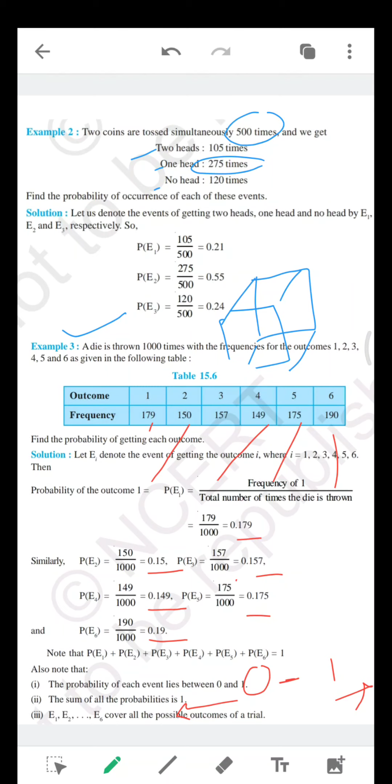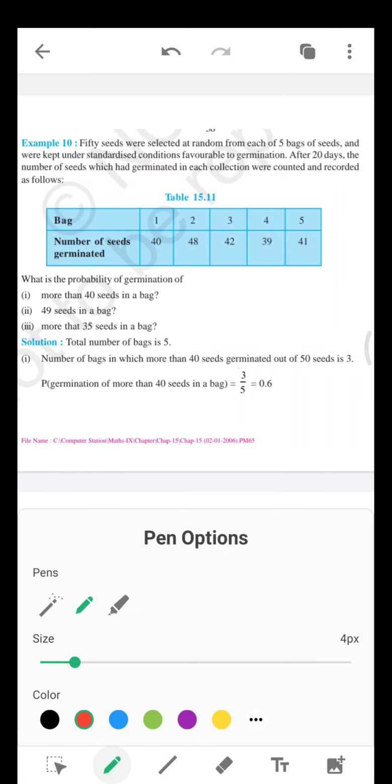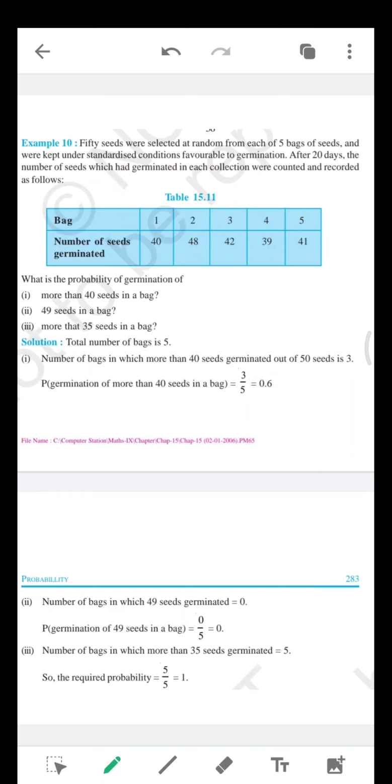So this is the way we do the examples. Now the next example. 50 seeds were selected at random from each of 5 bags of seeds and were kept under standardized conditions favorable to germination. After 20 days, the number of seeds which had germinated in each collection were counted and recorded as follows. You know germination of seeds: when you put seeds in water for a night, they will get germinated.